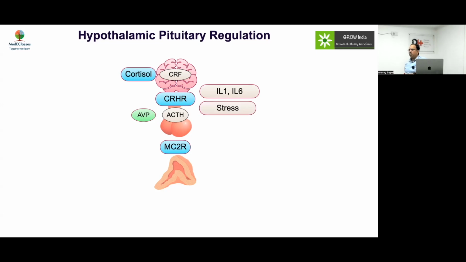Now, any form of stress or fever where you have interleukins obviously also increases the stress hormone. Along with hypovolemia, they will increase ACTH.